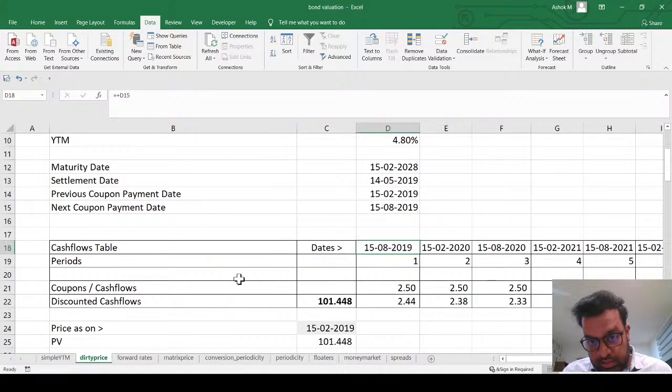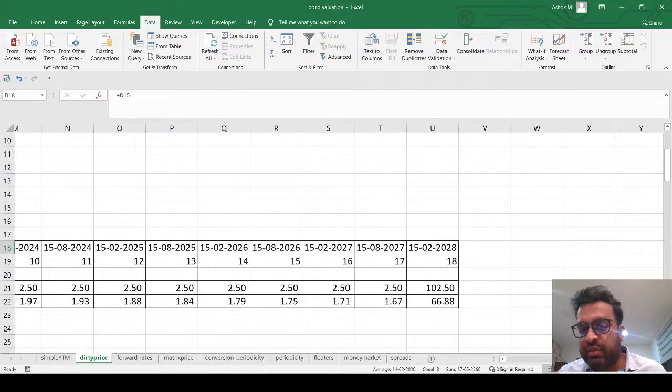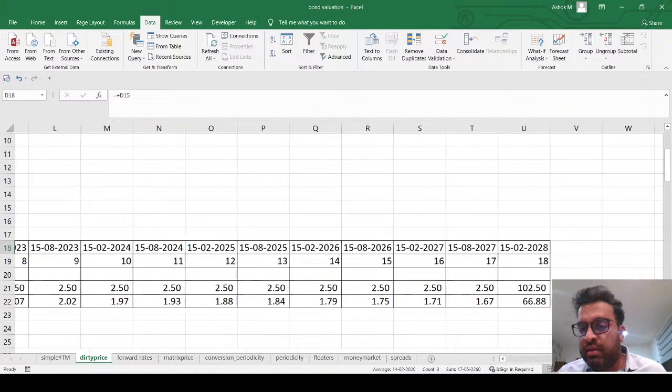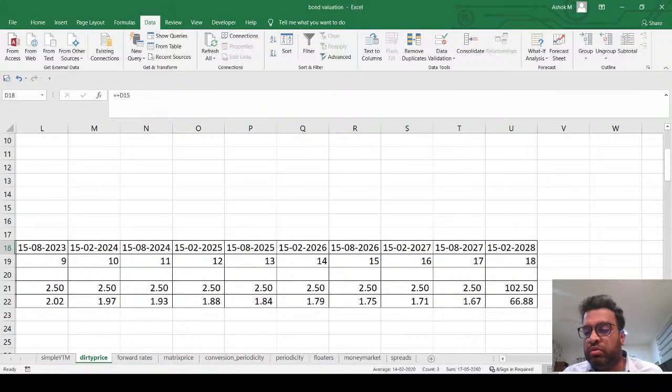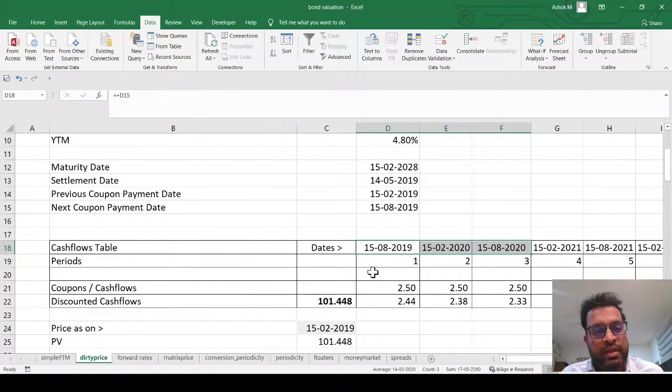the dates. 15th August 2019. The next is 15th February 2020, then 15th August again. Once you have put 2-3 dates, you can click the fill handle and drag it. It comes correct. And just also have a check. So there are 18 periods. There are 9 years, twice a year. So 18 periods are there in this table.